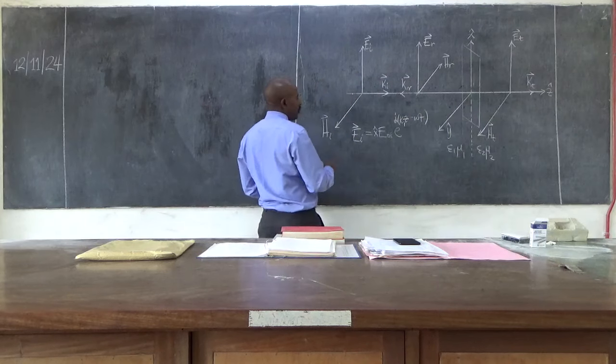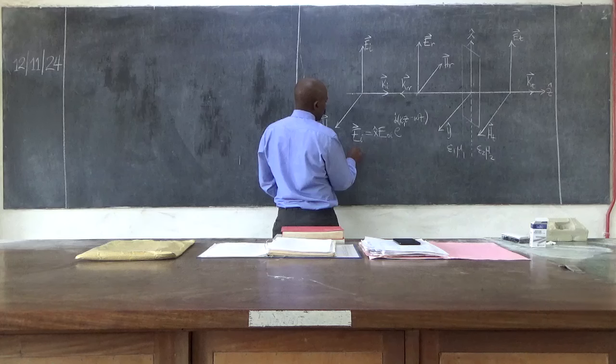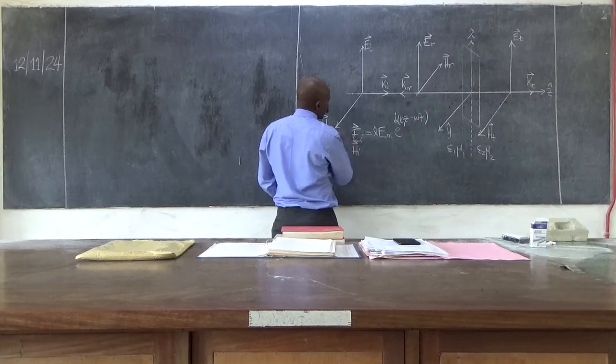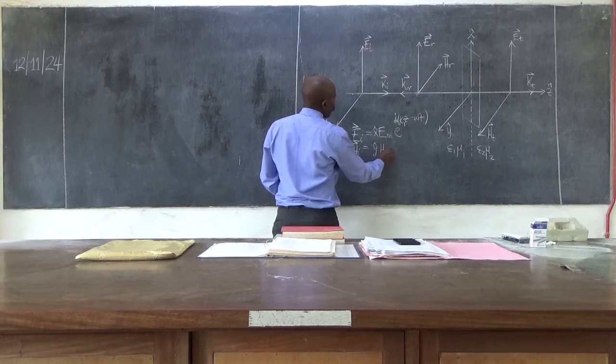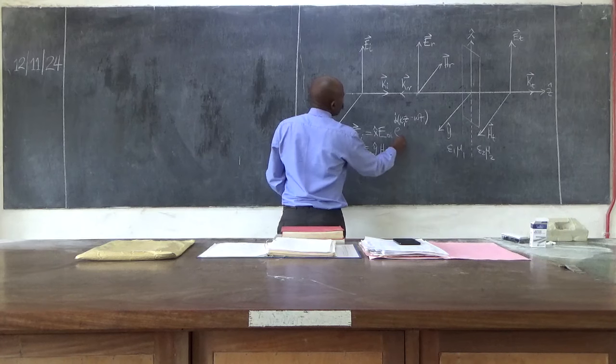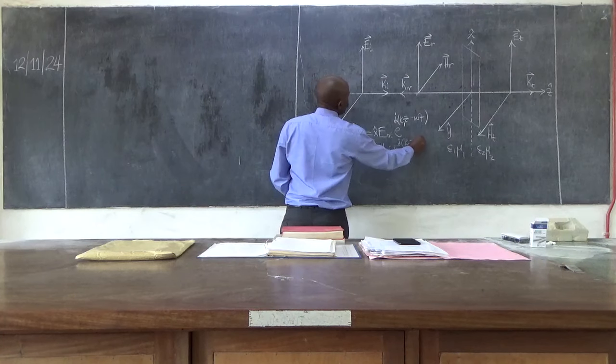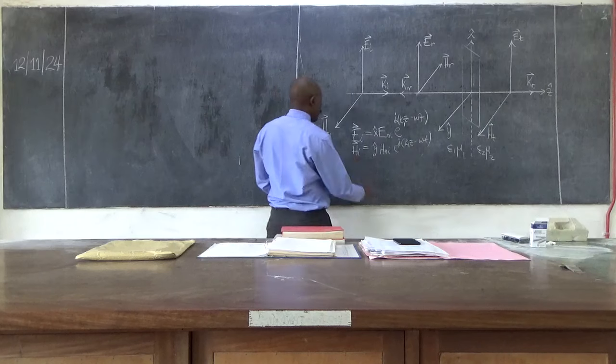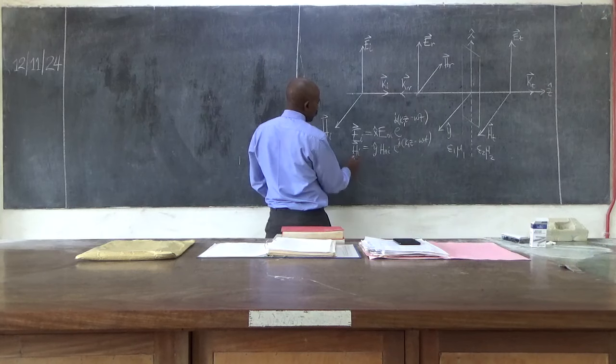Then for the H_I, this would be the same as H_I is along the y, H naught I, exponential j, we are in medium 1. And then for the reflected part, we have E.